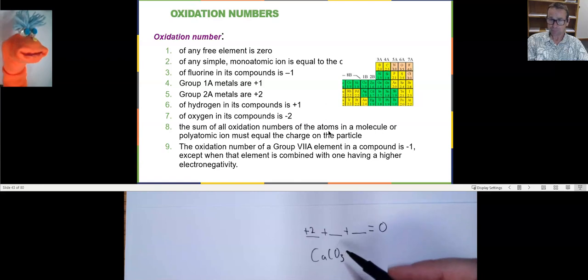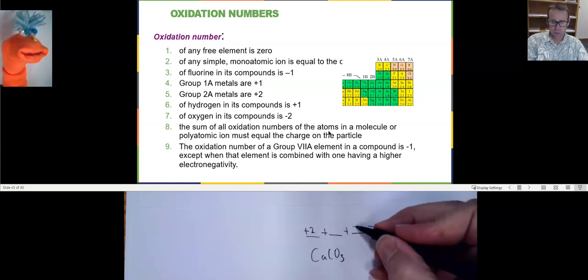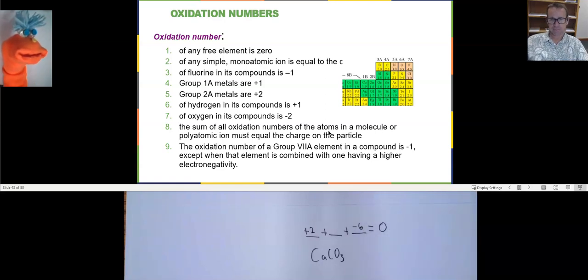Each oxygen has an oxidation state of -2, but there's 3 of them. So that's going to contribute a total of -6. Does that make sense? Where'd you get the -6? Each oxygen we said had what oxidation state? -2. And there's 3 of them, right? So -6 is what it's contributing to the overall compound, because the sum of the contributions here have to add up to the charge, which is 0.